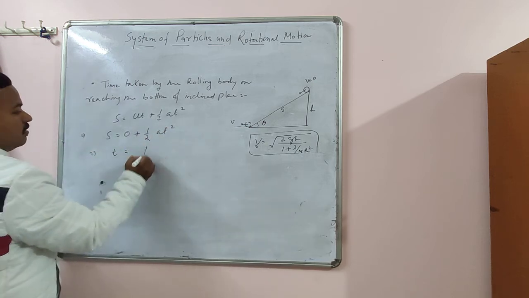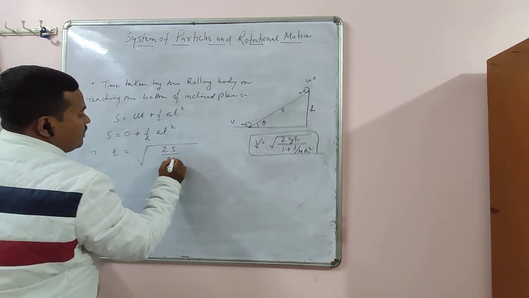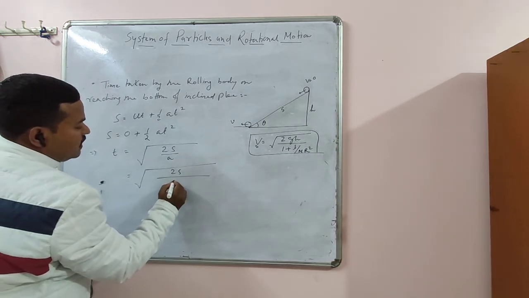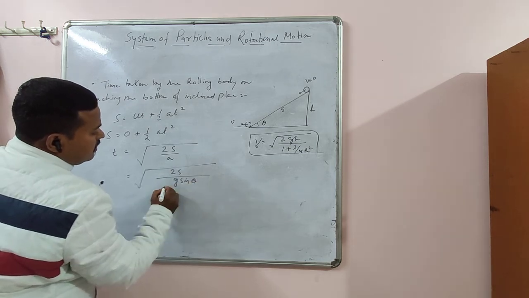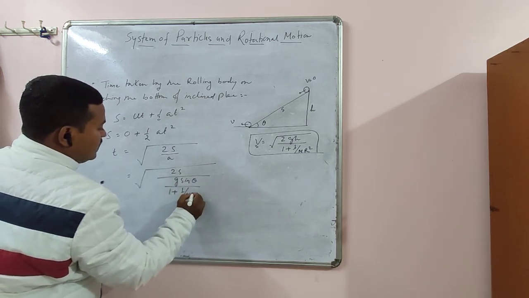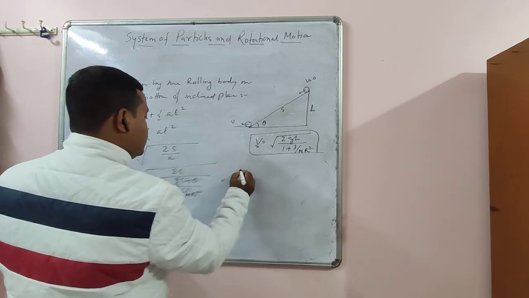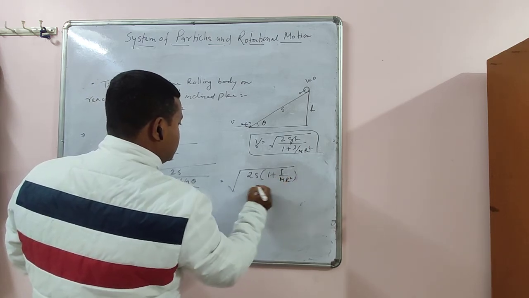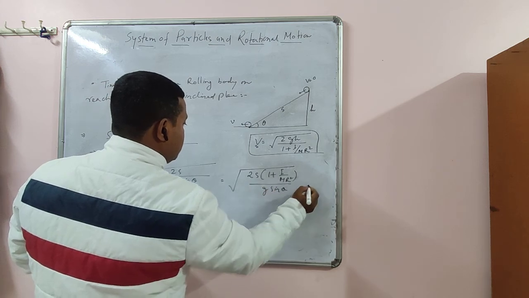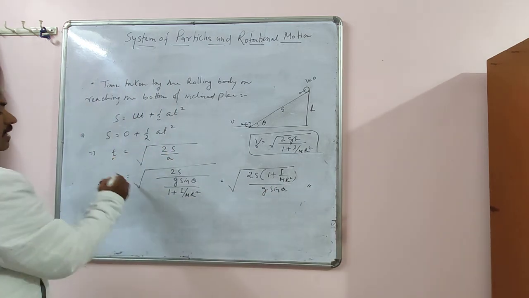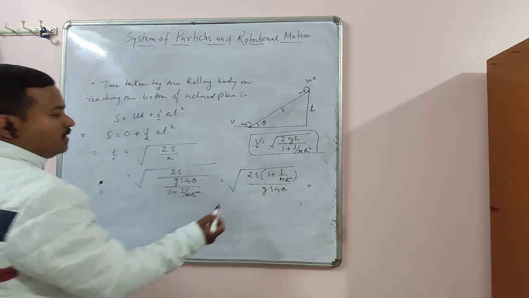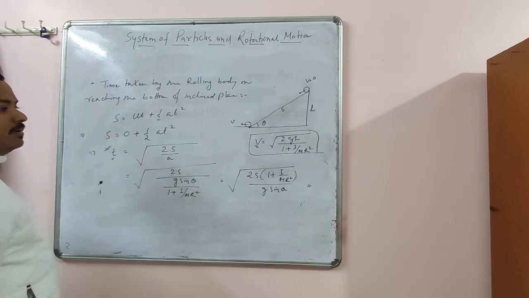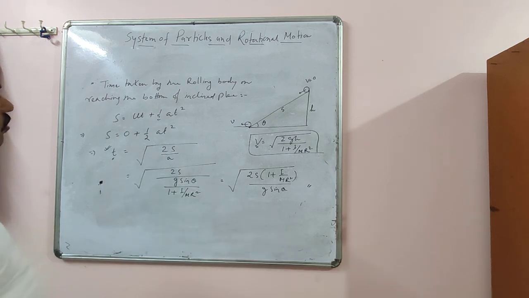So from here t will be root over 2s by a. You put the value of a, already I have derived just before. That is a is what? It is g sin theta by 1 plus I by m r square. Okay, so this will be your root over 2s into 1 plus I by m r square by g sin theta. Okay, so this is the value of our time. Here you see time directly depends on moment of inertia. From here you can say that greater the value of moment of inertia, more is the time taken by the body on reaching the bottom of the inclined plane. Okay, so these three are very important formula you have to remember.